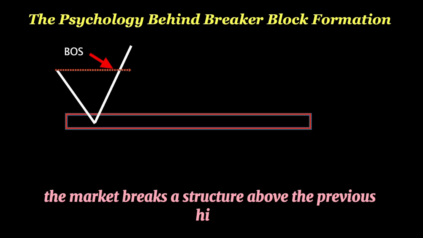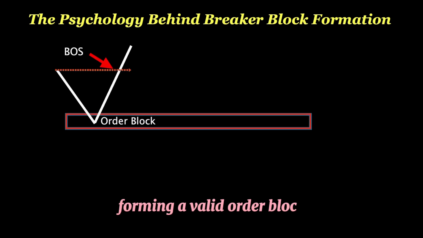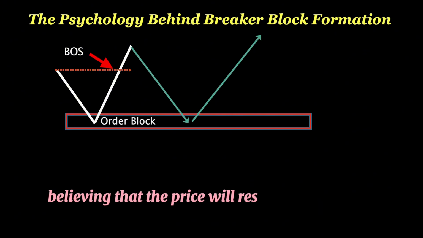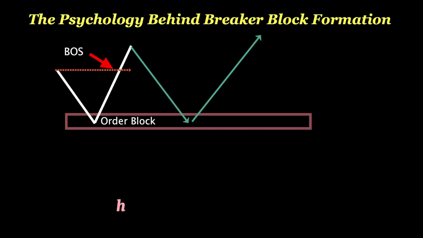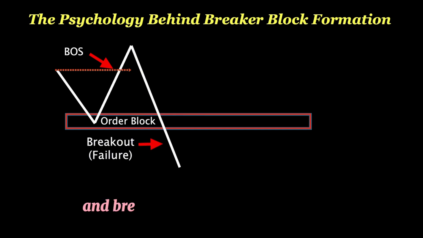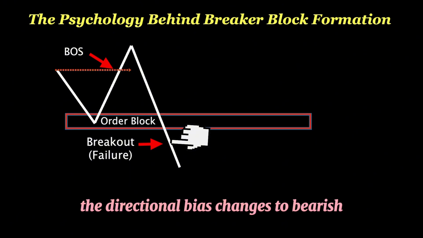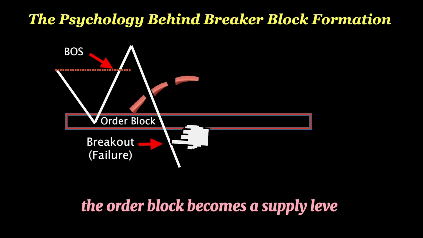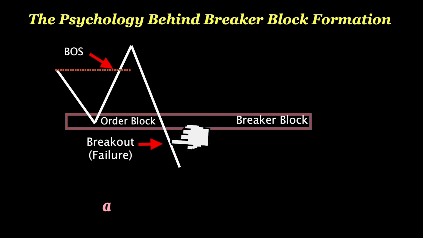Imagine this. The market breaks a structure above the previous high, forming a valid order block. This offers traders an opportunity to go long, believing that the price will respect the demand zone. However, if the market shifts and breaks below the most recent low, the directional bias changes to bearish. The original demand level, the order block, becomes a supply level as the market breaks through the zone and turns it into a breaker block.